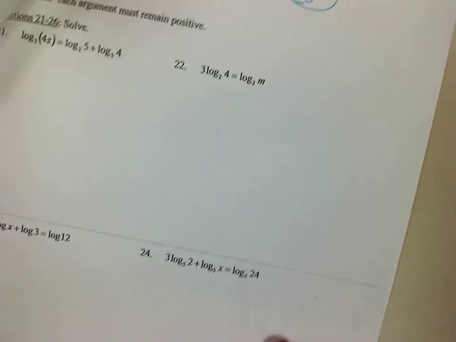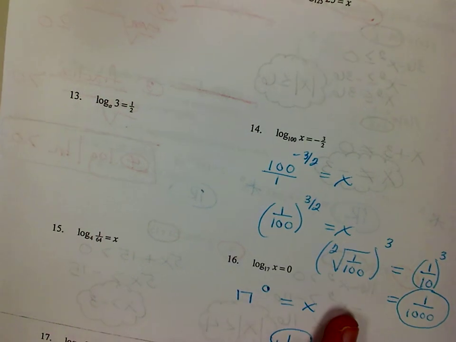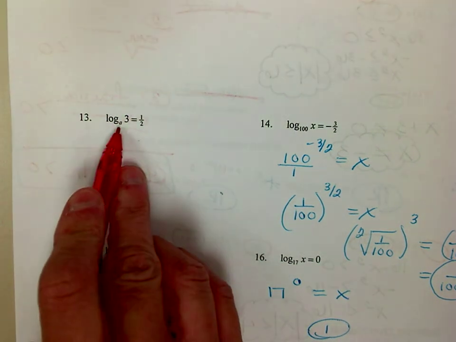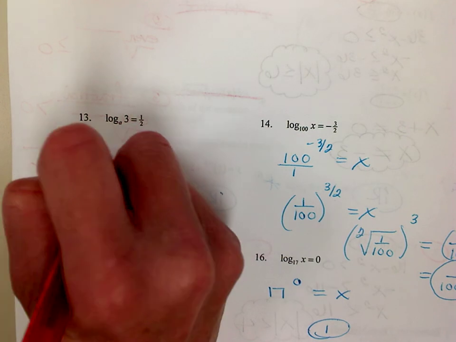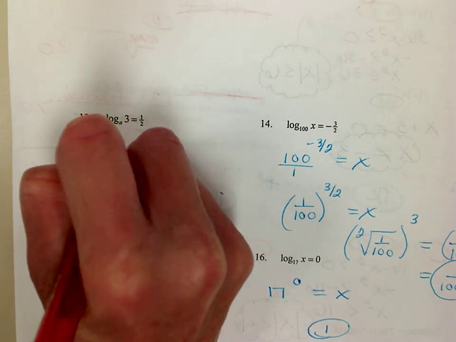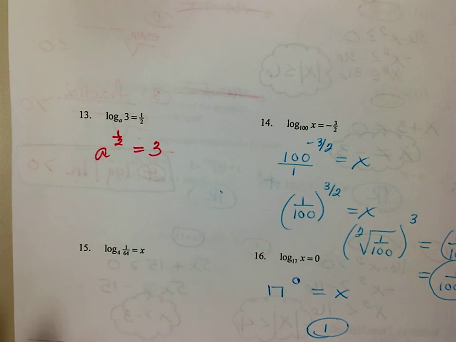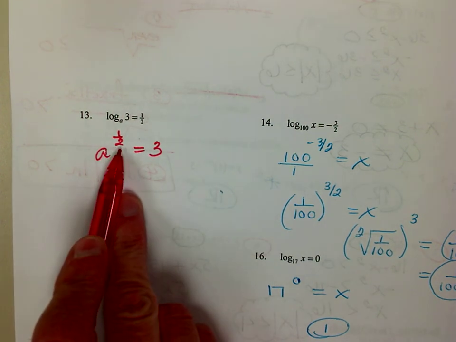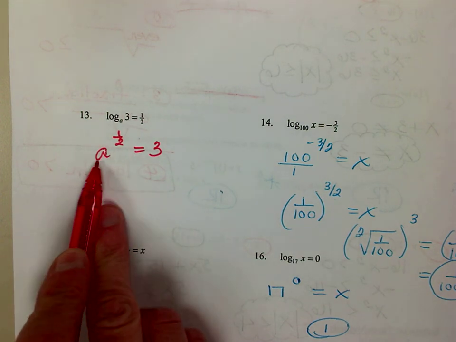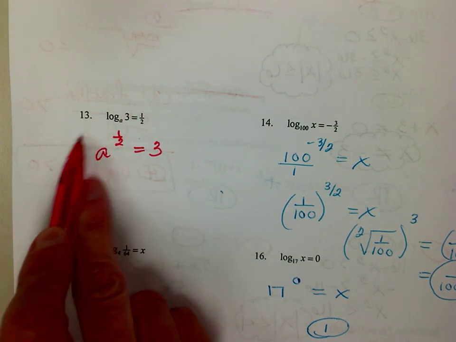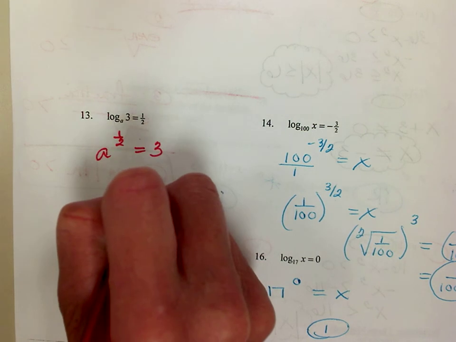Okay, 13 and 19. And the reason they're the same is because my variable is the base this time. So on this one, if I rewrite this, it's going to be a to the 1/2 power equals 3. And I just got to think about it. The 1/2 power, that's the same thing as the square root. So the square root of what number is 3? Well, my answer must be 9.